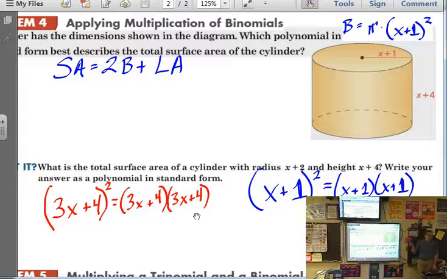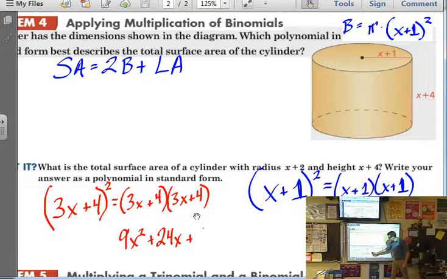So then my firsts, 3x times 3x, would be 9x squared. My outers, 3x and the 4. Then my inners are 3x and the 4. So I get 12x twice. And then my lasts are just my 4 squared, or my 16. So here's the trick.